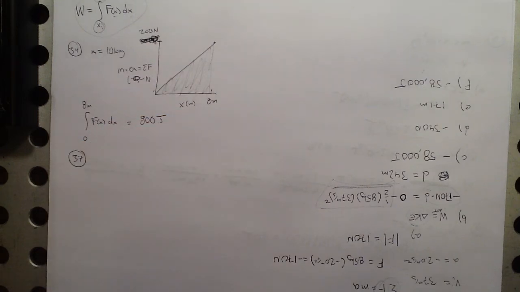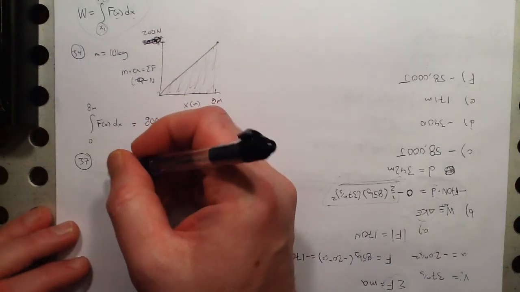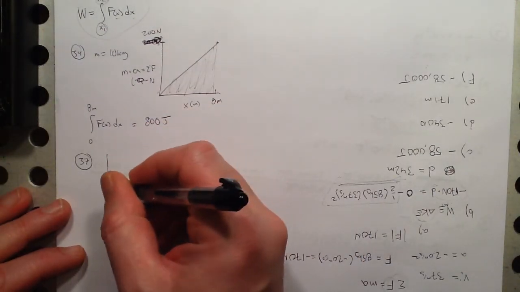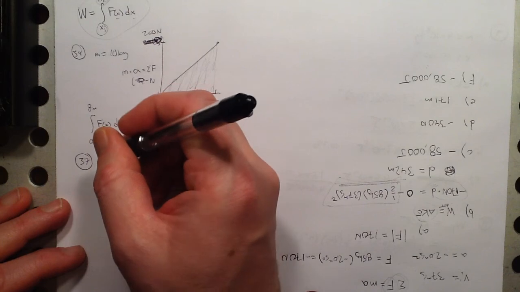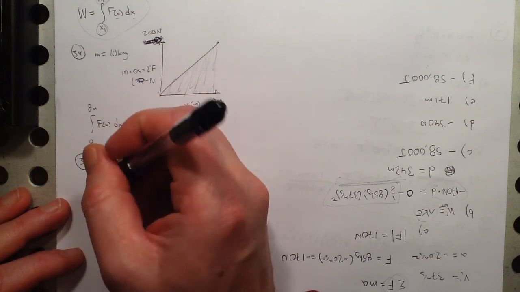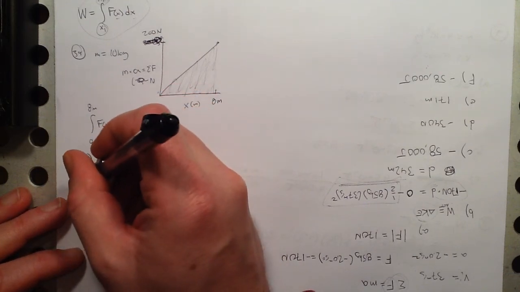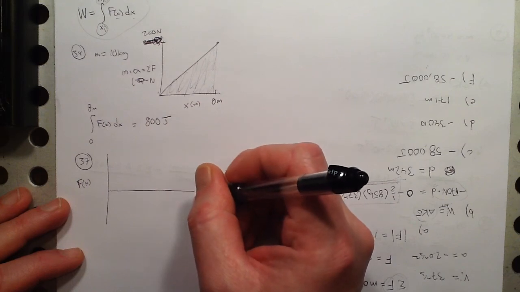Number 37, looks like we got another, it's a similar graph situation. I'm going to do the same thing and recopy the graph. But instead of an acceleration axis, I'm going to turn it into a force axis by multiplying by the mass.